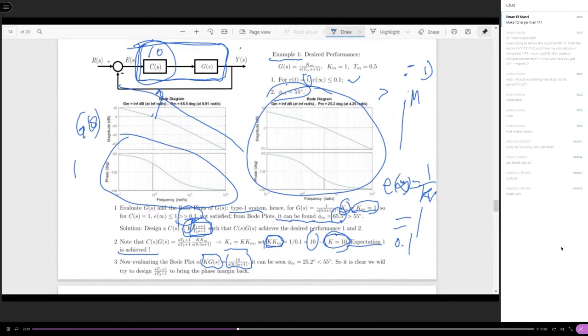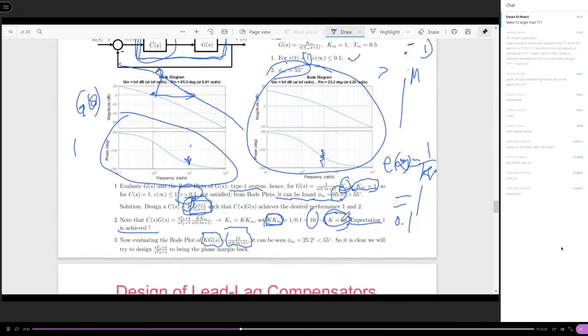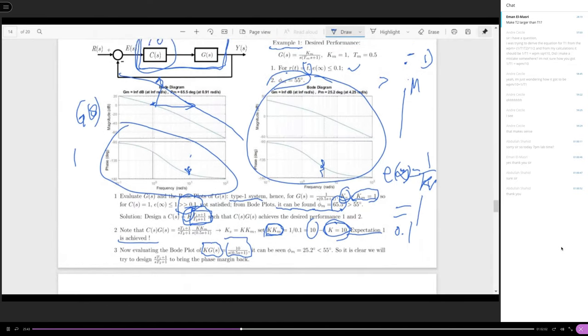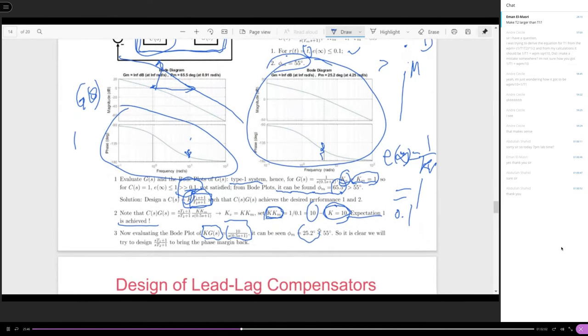Because if you raise the magnitude, we've already talked about it, right? You are basically pushing this crossover frequency to the right. So your phase plot does not change. Of course, then your phase margin is going to be decreased here. And actually, if you apply a K equal to 10 to the G, then your phase margin is going to be decreased to 25.2 degrees. You see, this is way less than the expectation of 55 degrees.